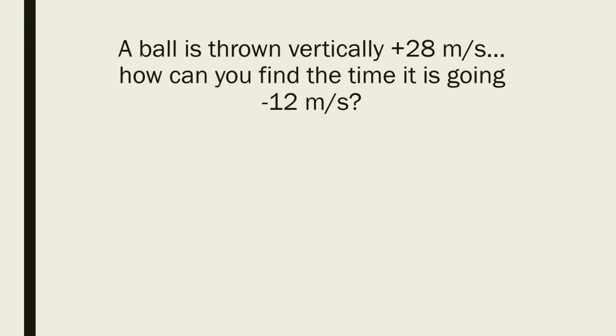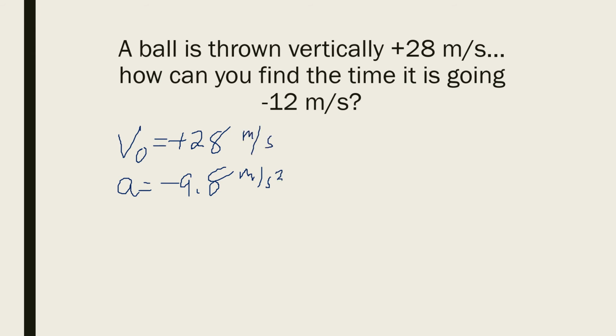The same logic is going to apply here. A ball is thrown vertically 28. So we have our v0 is positive 28. Our a is negative 9.8. Okay, we know that. That's the constant. Okay, awesome. So if we're looking for a time, with this velocity of negative 12. And again, it's not going to be t up, it's not going to be t down, it's going to be a unique time. Every velocity has a unique time that goes with it, and vice versa.